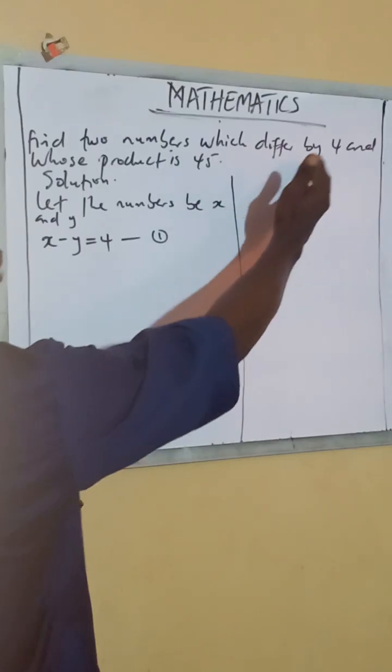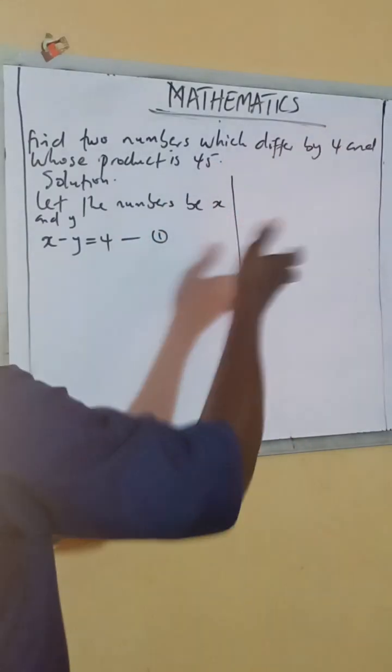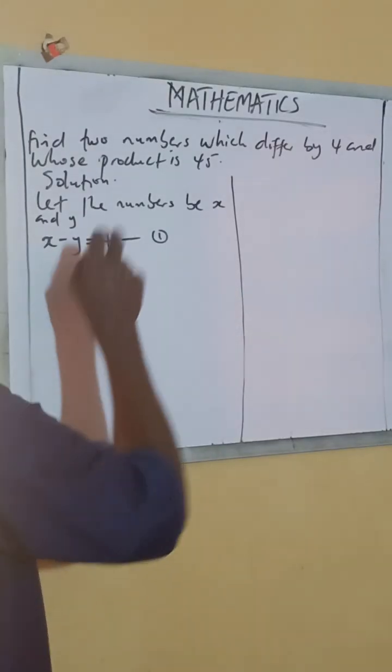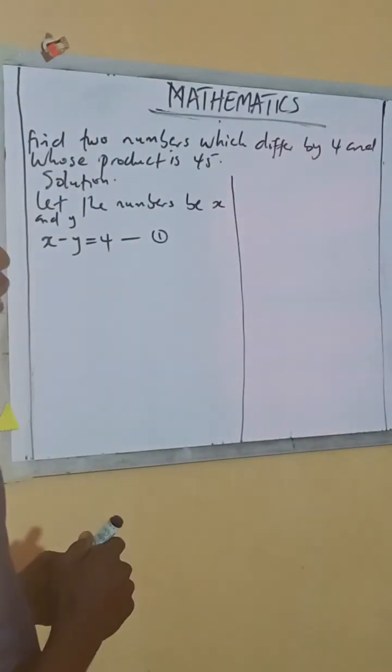Two numbers which differ by 4. The difference is 4. The difference is a subtraction, but the answer is 4. Nothing difficult to understand there.